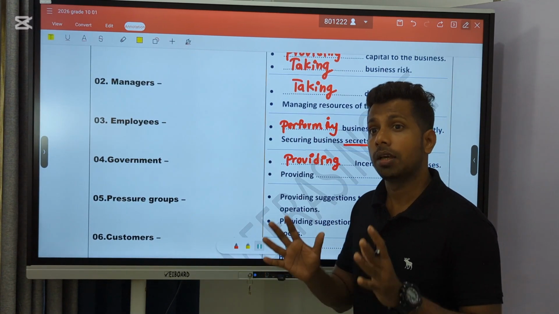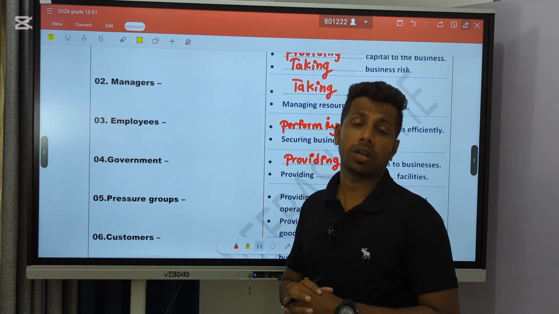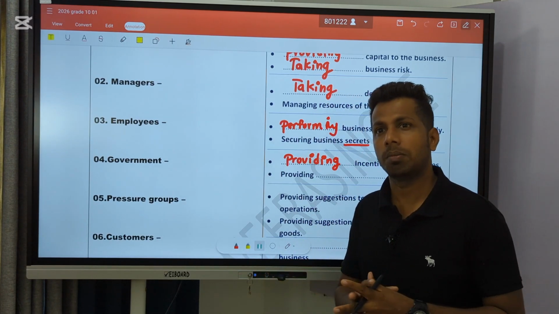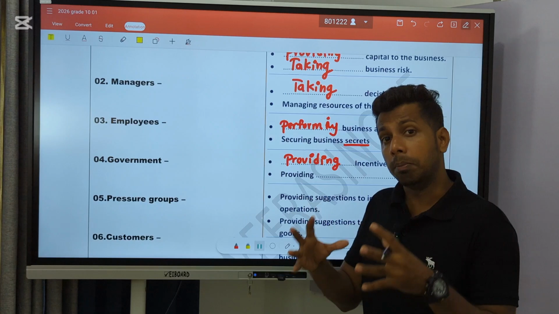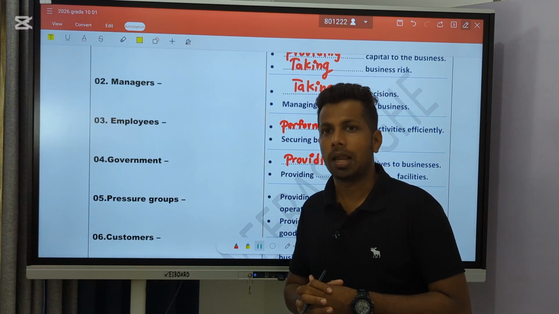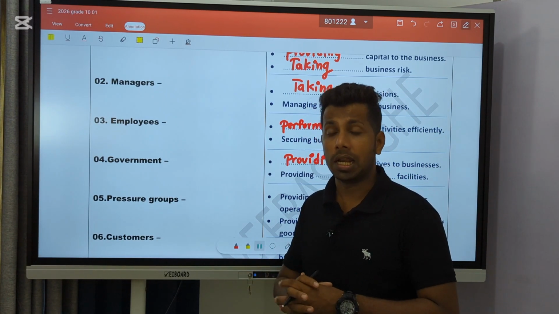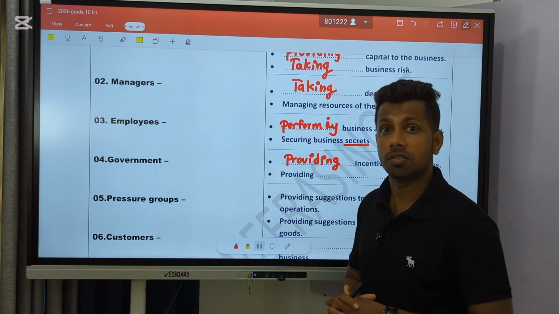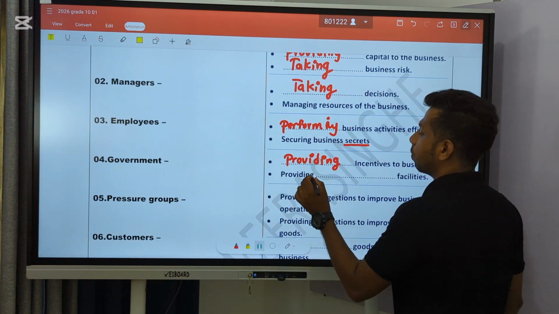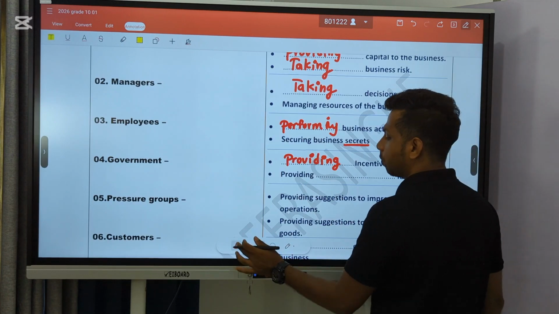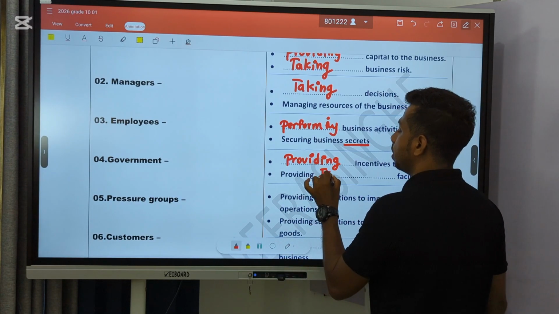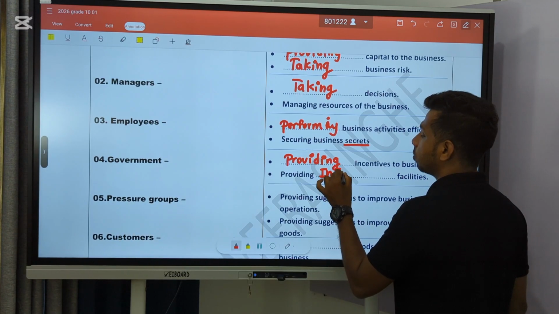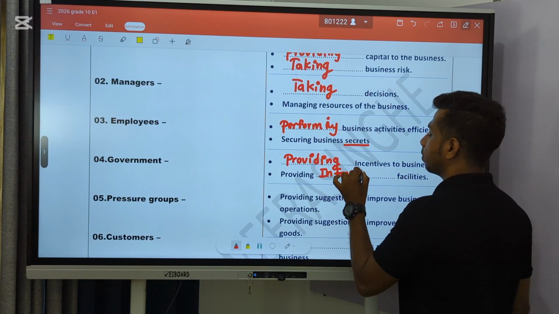Government mainly contribute infrastructure facilities. What do you mean by infrastructure? The basic requirements that a business need to implement their function smoothly, like irrigation system, electricity, transportation system, water facilities, security. So these are called infrastructure. So government provide infrastructure, dear children, as a contribution. So here you need to mention infrastructure facilities.